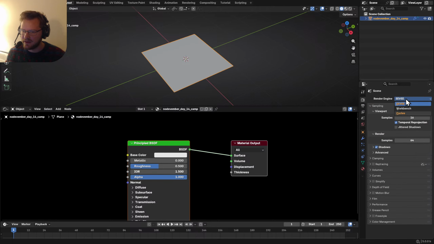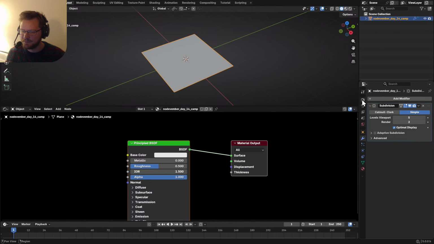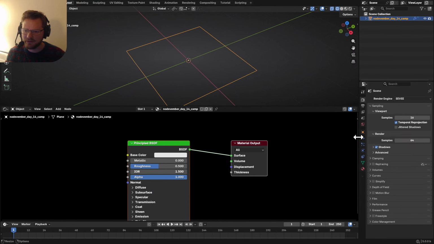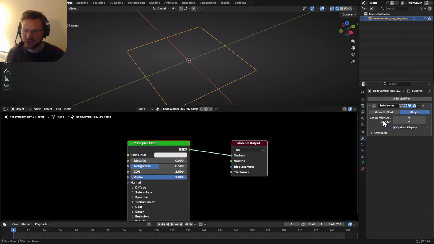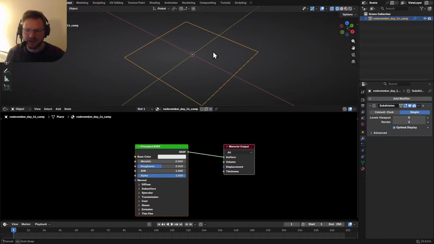I assume one thing: is adaptive subdivision Cycles only? Yeah. But I just want to see what Eevee can get us. So here I have a plane with a lot of geometry. Like if I was to apply this, it's like, wow, there's so much geometry. I want to displace this.